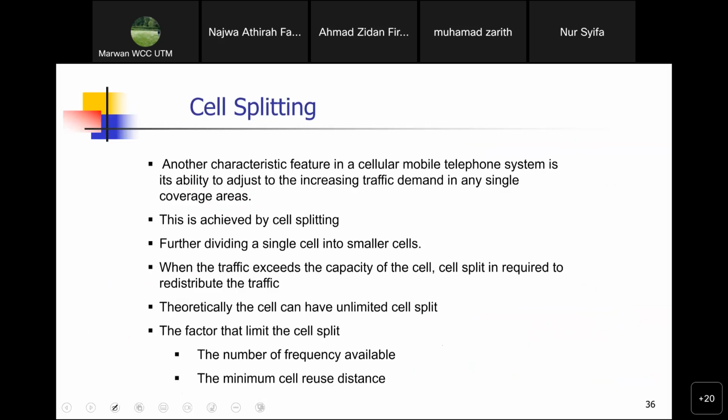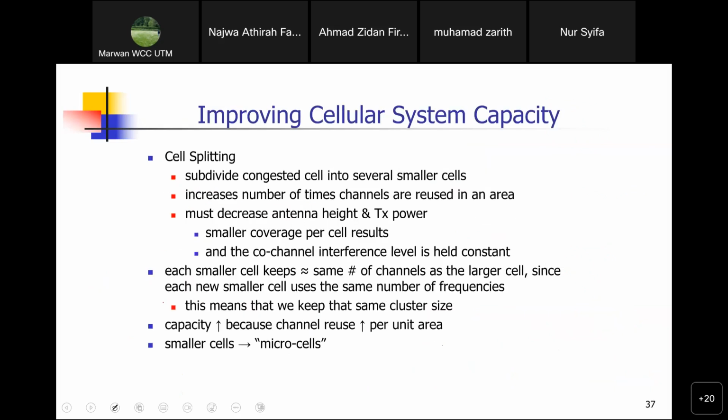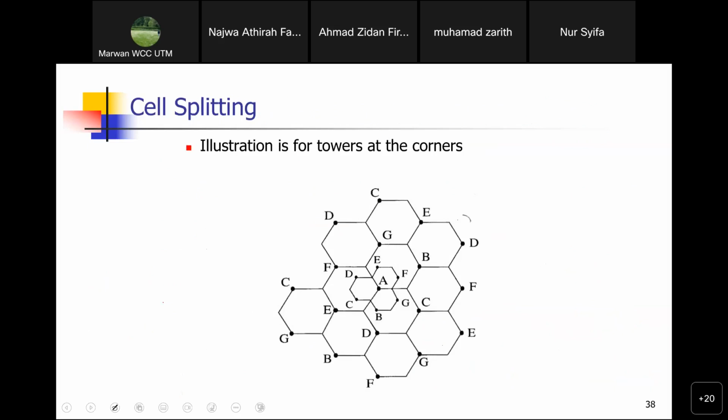So another part from sectoring is splitting. What is splitting? It's something like this. If we know here is 15 users, what if one cell here has 15 frequencies? If you want to have more users, what can we do? We can use a smaller cell.